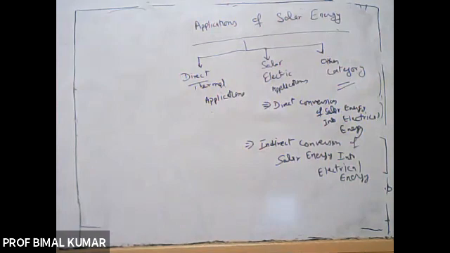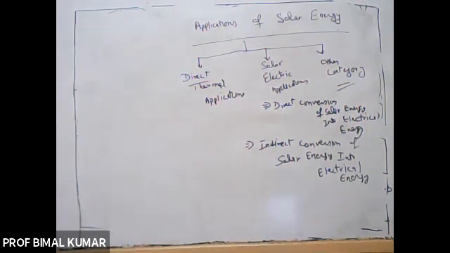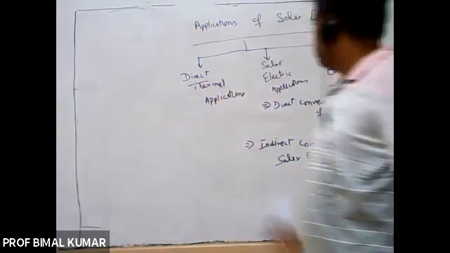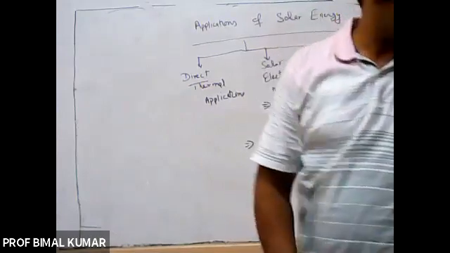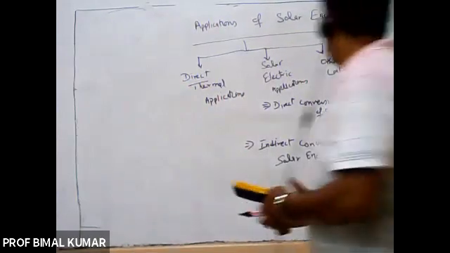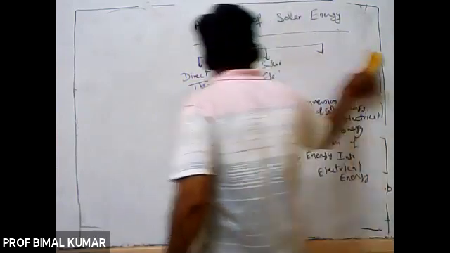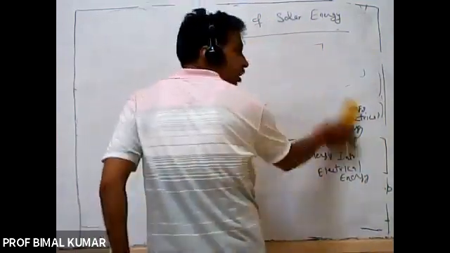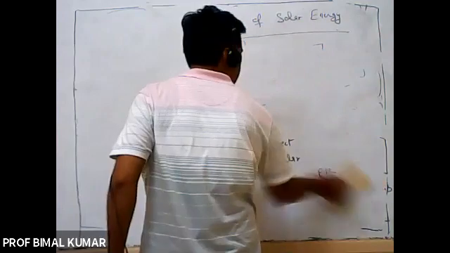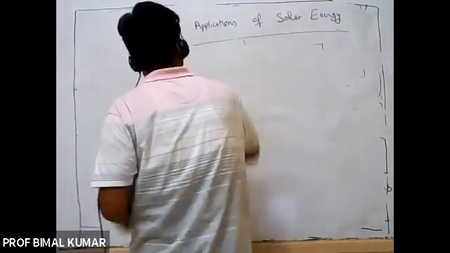So in this case we have four general conversion methods. We will discuss them one by one. Four general conversion methods are being investigated in the second category, that is, solar electrical applications.